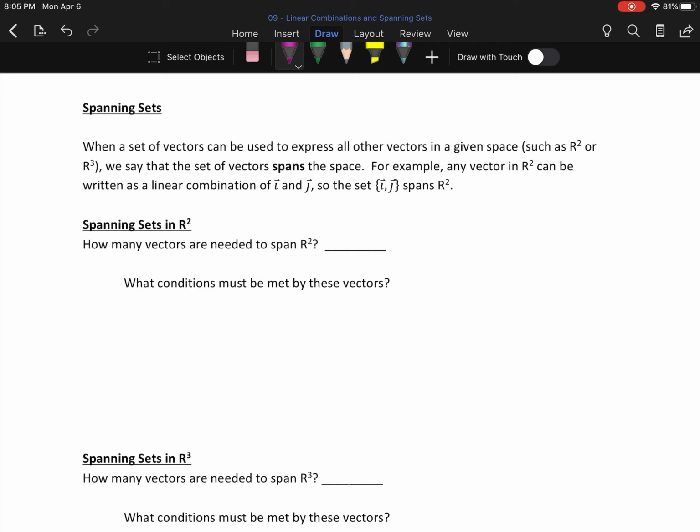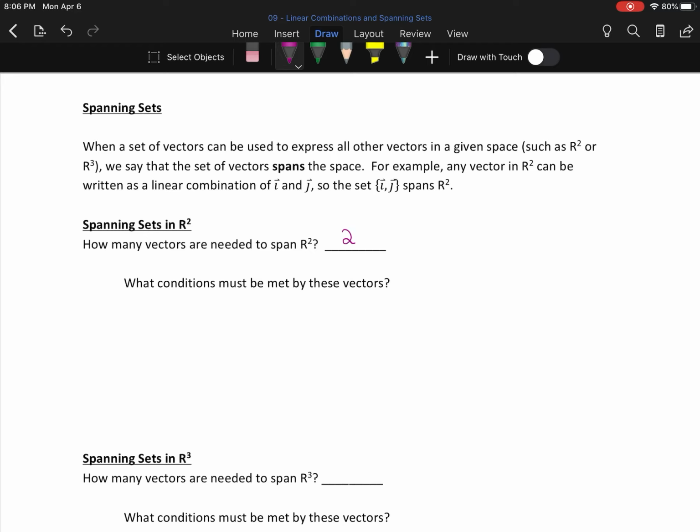So spanning sets. And spanning sets is what we're really talking about here, so I'm not really going to say anything new. I just got a new word for it. When a set of vectors can be used to express all other vectors in a given space, such as R2 or R3, we say that we need the vectors that would span that. For example, any vector in R2 can be written as a combination of i and j. They're the perfect two vectors to use to span R2.